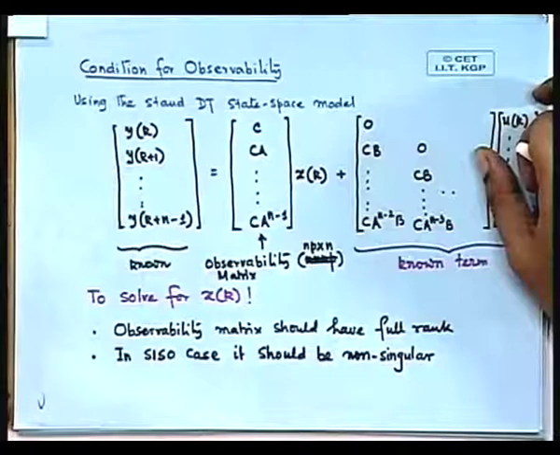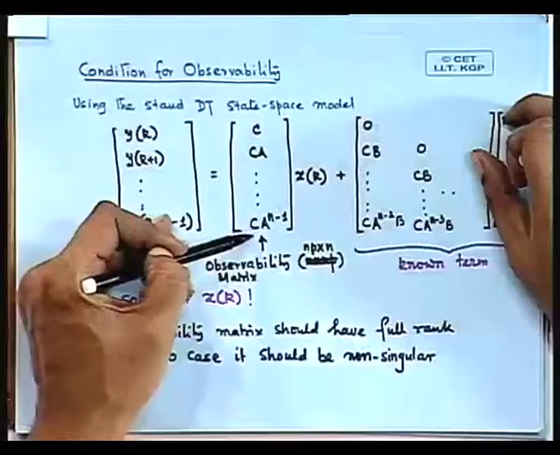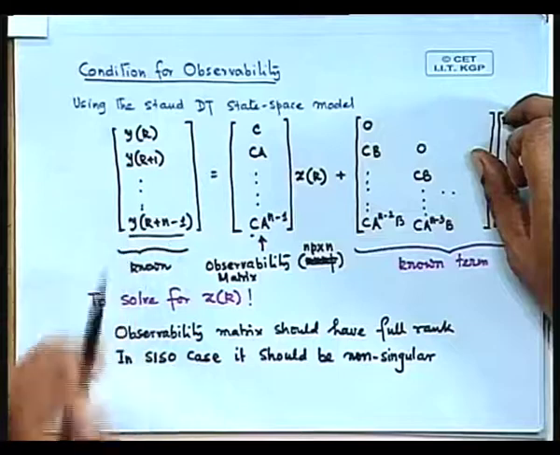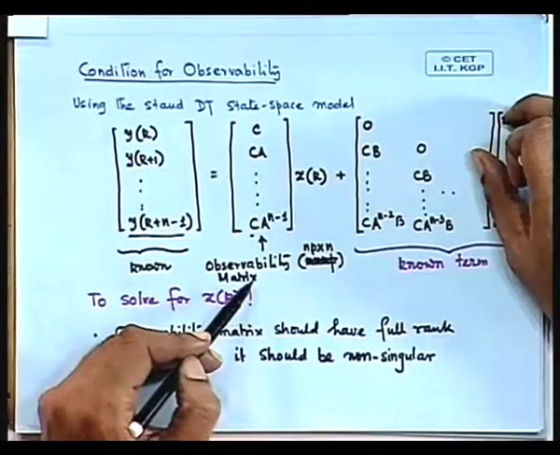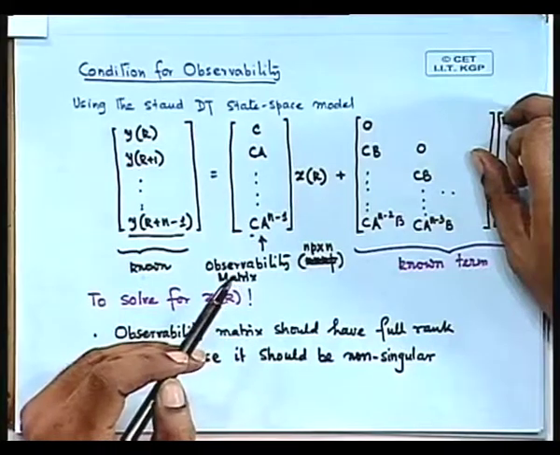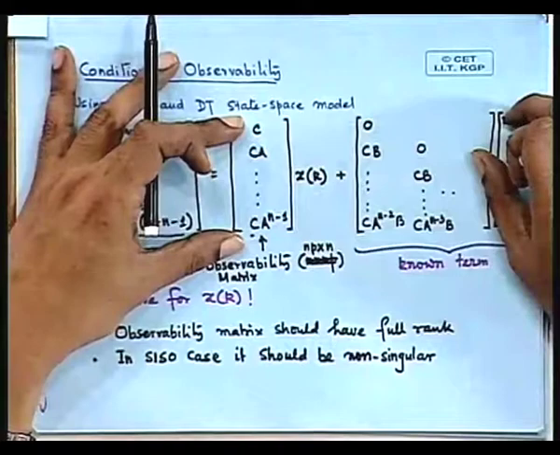it can be shown by a theorem, which is called the Cayley-Hamilton theorem, which says that you need to consider maximum up to CA to the power n minus 1. That is, you need to consider only these, because if you take more of them you cannot generate another linearly independent equation. Whatever linearly independent equations you can hope to generate, you can generate only among these.